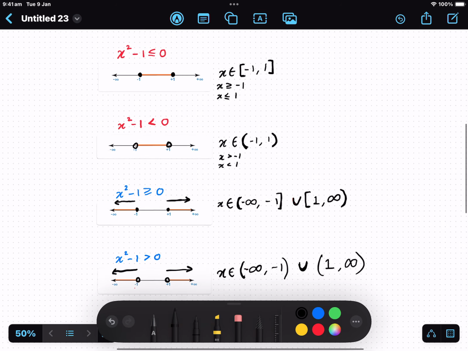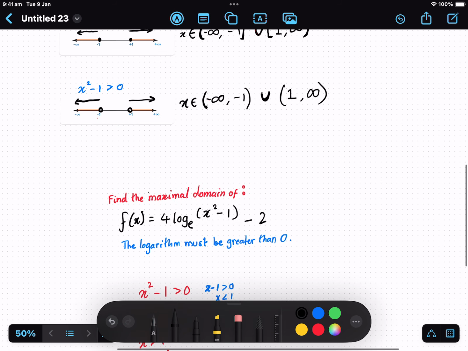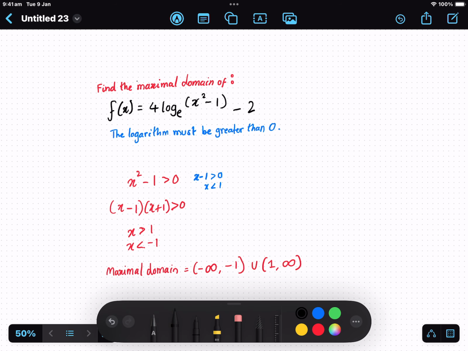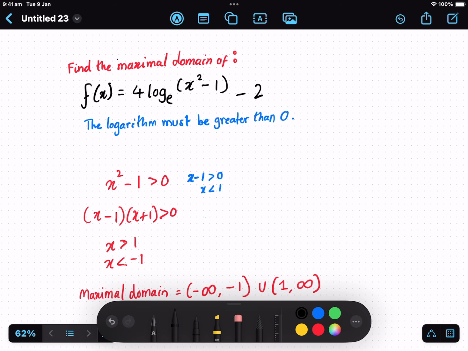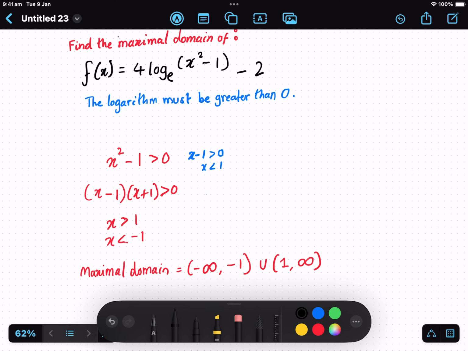So those are the 4 examples done. But what will an exam style question look like? Here's one you'd probably get on an exam. I've solved everything right here, and I'll show you why. You can see: find the maximal domain of f(x) equals 4 log e of x squared minus 1. For the log, we know that x squared minus 1 must be greater than 0. If it's 0, then it will be undefined.